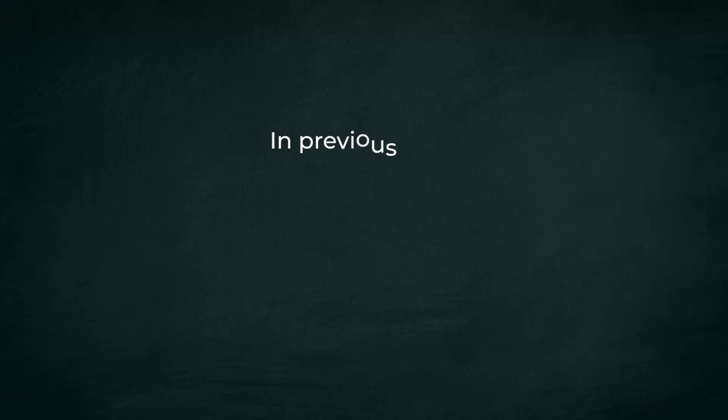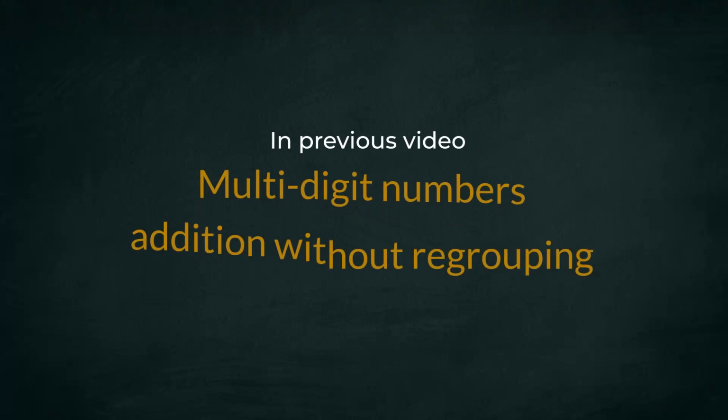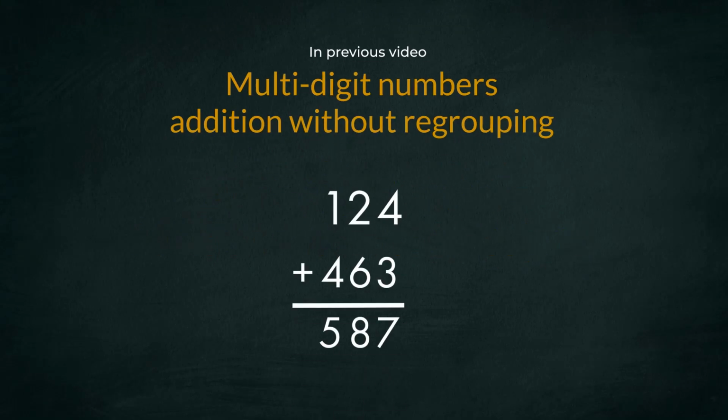In our last video, we learned how to add multi-digit numbers, like 124 plus 463 equals 587. If you haven't watched it, don't forget to check it out right here.